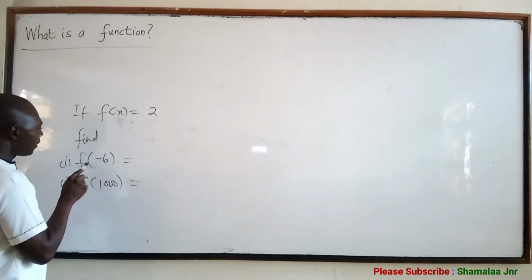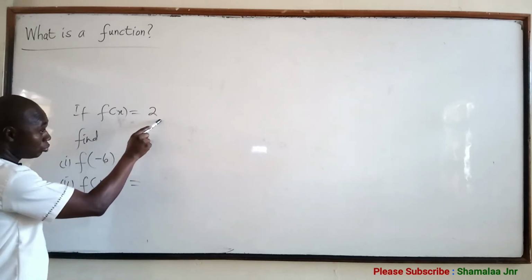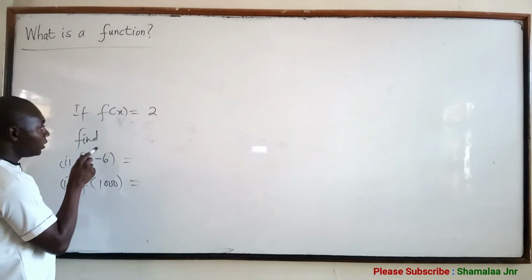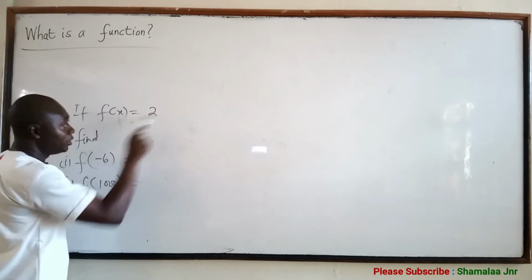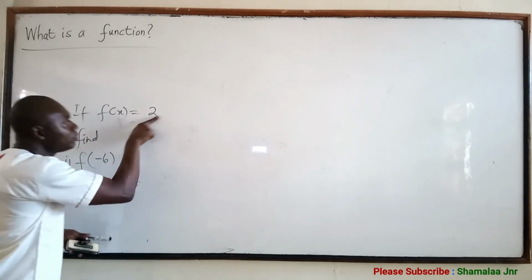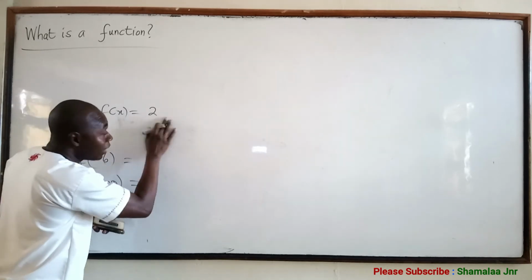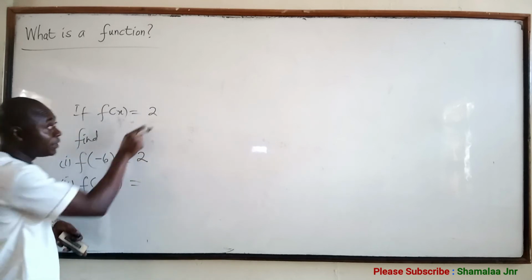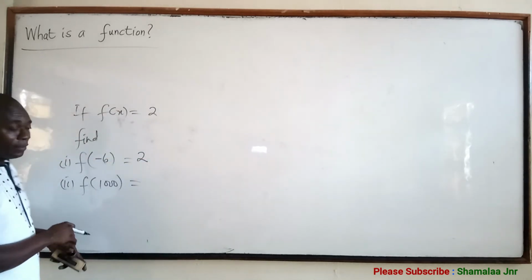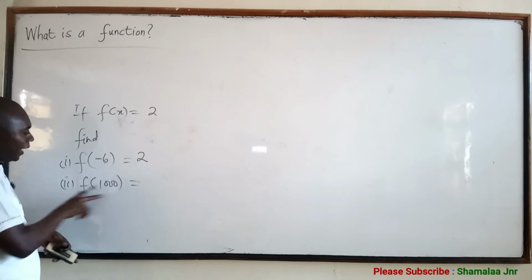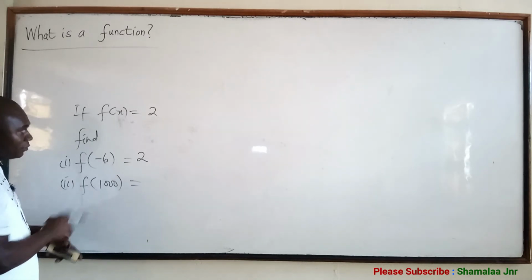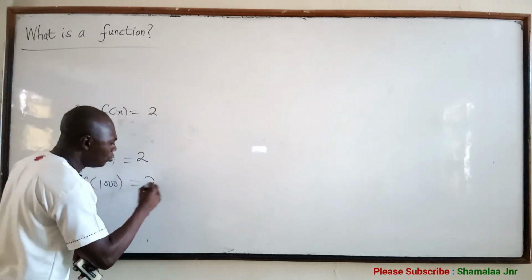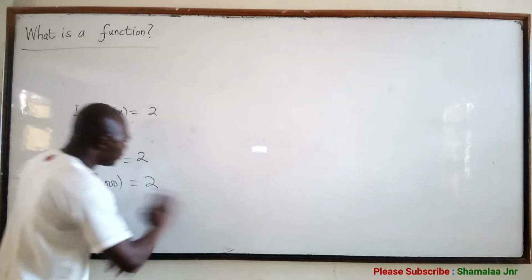Let's look on the board. You have f of x equal to 2. So we have to find f of negative 6. On the functional notations you have been doing, it means that whenever you see x, write negative 6. This is what I've been given. I've written 2. They are saying whenever I see x, I should write negative 6. I've not seen any x here. So the answer is 2. Now f of 1000, whenever you see x, write 1000. So I'll go here and write 2. I'm looking for x. I can't see x anywhere, so the answer is 2.